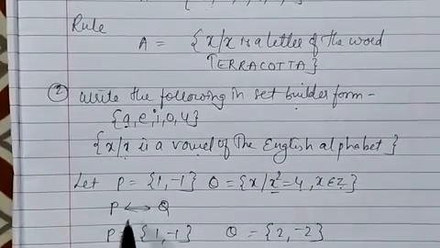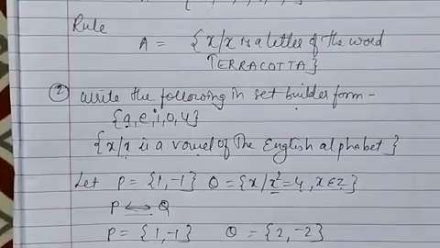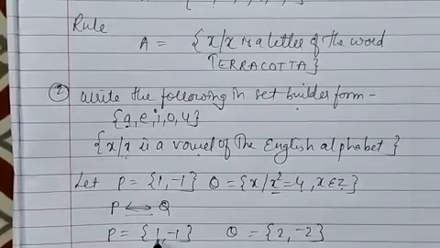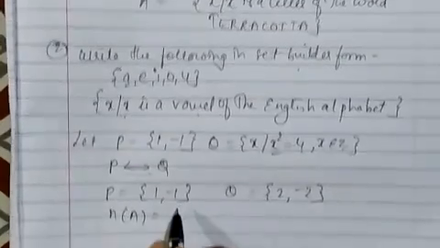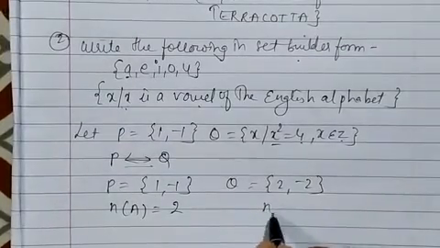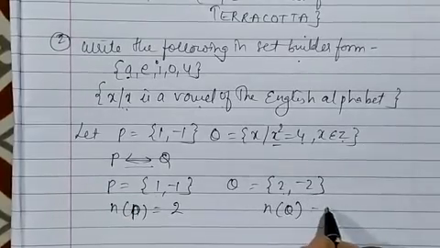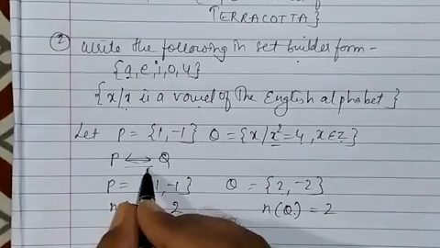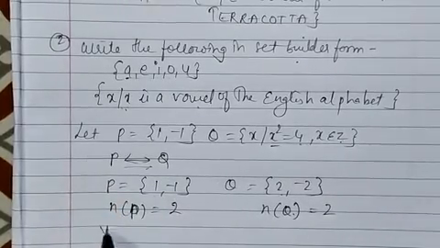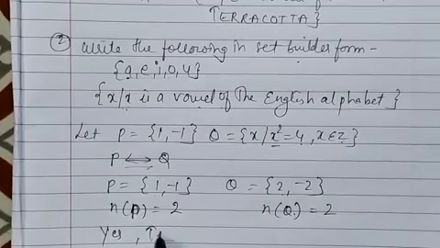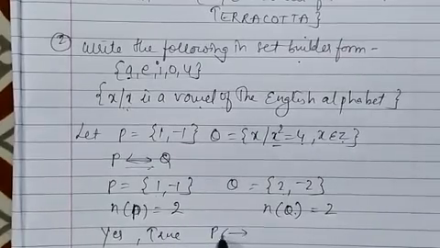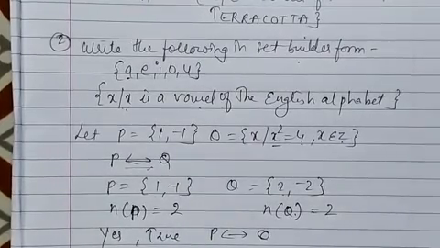Equivalent means the number of cardinal numbers is the same. So n(P) is 2 and n(Q) is 2. It means that they are equivalent, so the answer is yes, true. P is equivalent to Q. Like that we can solve questions.